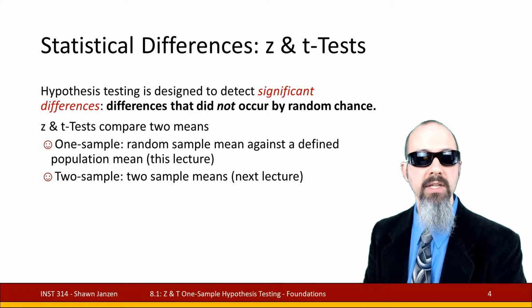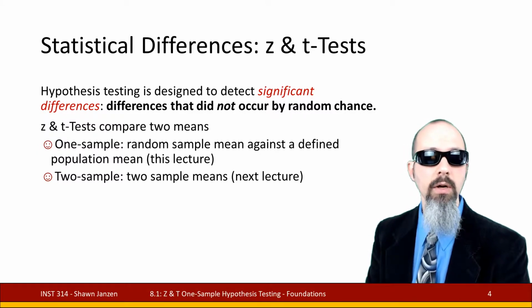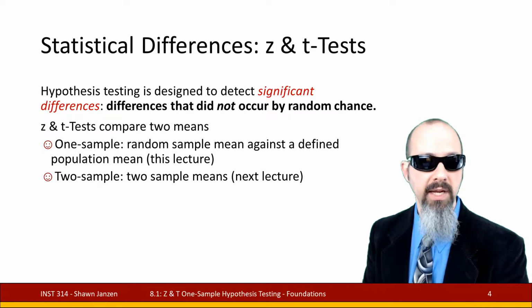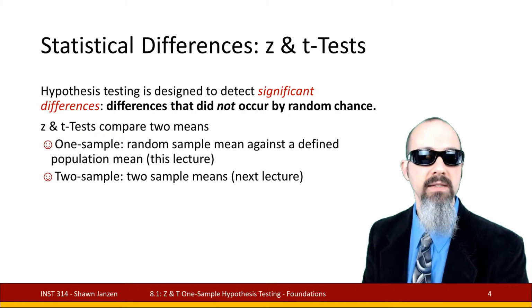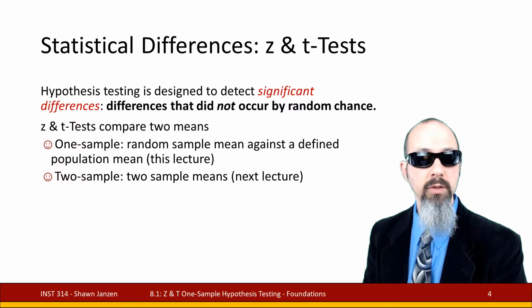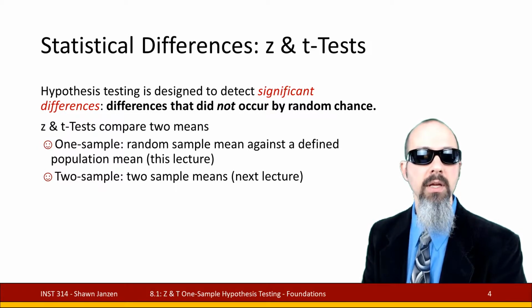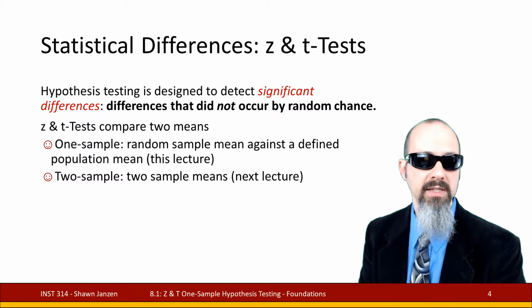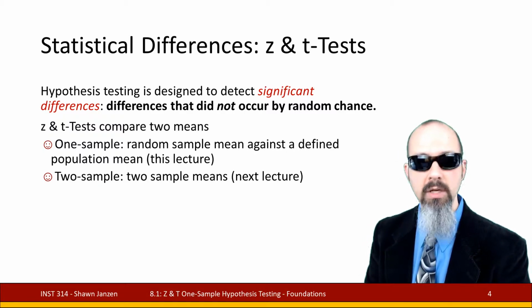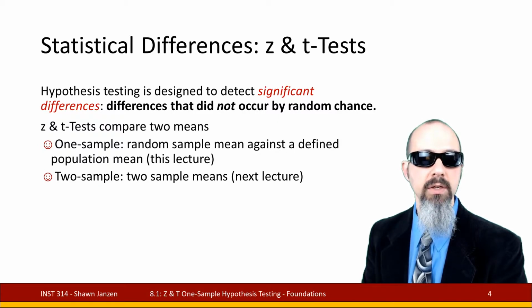And when we're talking about this in the context of Z and T tests, we're comparing two means. In this version, sample 1 module, we're looking to see if the random sample that you've obtained has a mean that compares against some defined population mean. And in future lectures, we're going to talk about the two-sample test, which is where we're comparing the means of two sample groups to each other, or rather, two variables within a sample, depending on what it is that we happen to be looking at. So generally speaking, the one sample compares against the population, where the two sample compares against two different sample groups with each other.